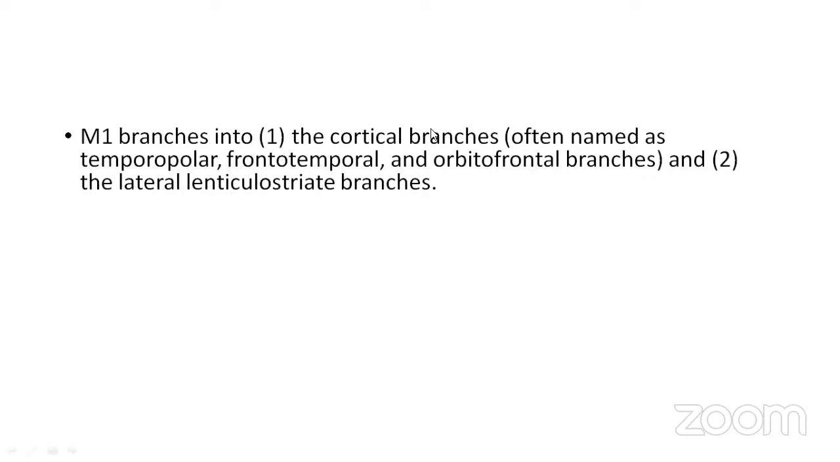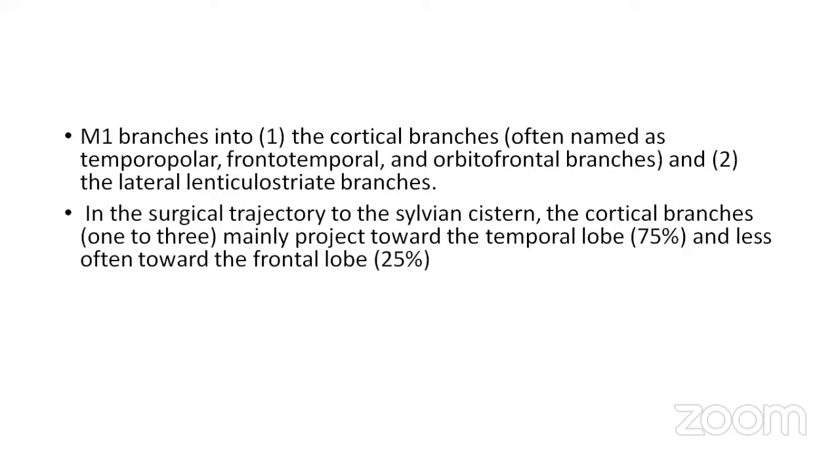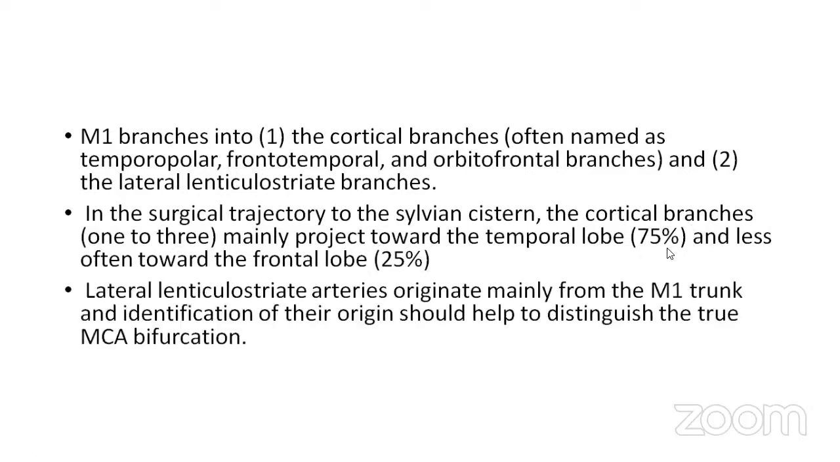Later on, it also gives a few cortical branches to the region where it passes by, and they are often named as temporopolar because it would be supplying the temporal pole, frontotemporal supplying the frontal and temporal areas, and the orbitofrontal branches supplying the orbital regions of the frontal lobes. In the surgical trajectory to the Sylvian cistern, the cortical branches mainly project towards the temporal lobe and less often towards the frontal lobe. So they would be more often projecting towards the temporal lobe, as in 75% of the cases.